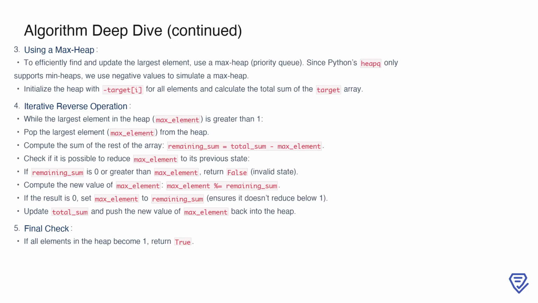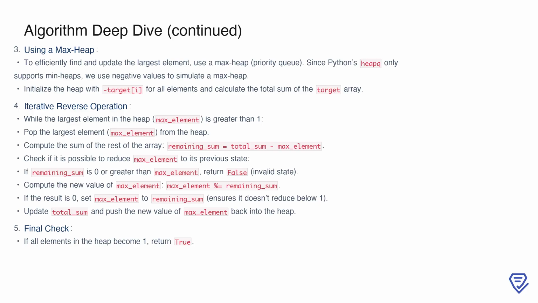In Python, since heaps are implemented as min heaps by default, we insert negative values to simulate a max heap. We initialize the heap with the negative values of all elements in the target array and calculate the total sum of the array. The reverse operation is then performed iteratively. While the largest element in the heap is greater than 1, we extract it, compute the sum of the rest of the array, and check if it's possible to reduce the largest element to a valid previous state.